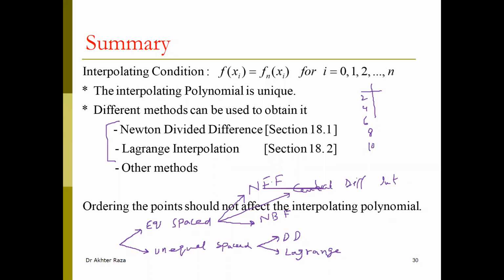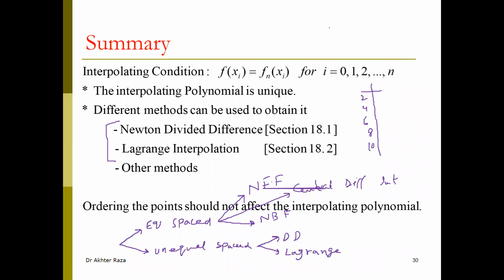2, 4, 6, 8, 10. So is this an example of equal space or unequal space? The answer is yes. This is an example of equal space, because 4 minus 2 is 2, 6 minus 4 is 2, 8 minus 6 is 2, 10 minus 8 is 2. So we can apply equal spaced formulas. Which one to use totally depends on whether it is forward, backward, or central.